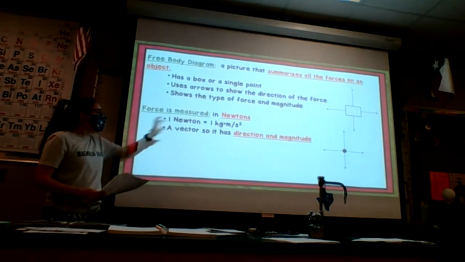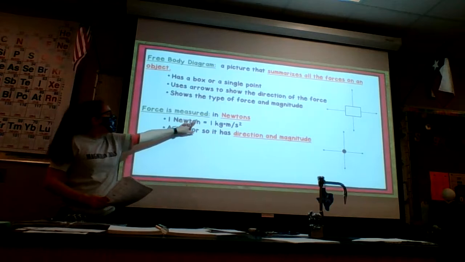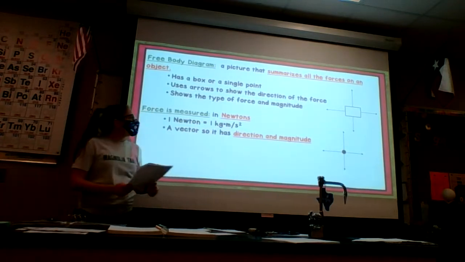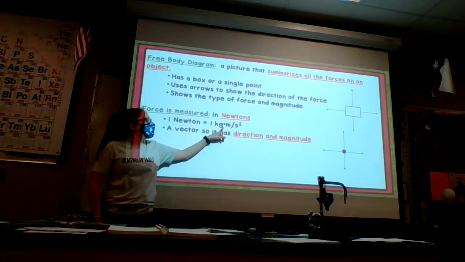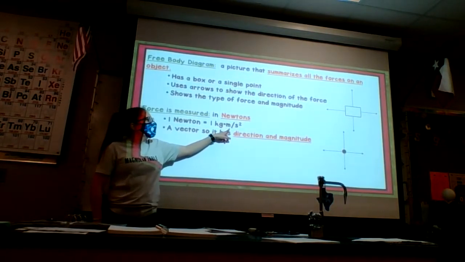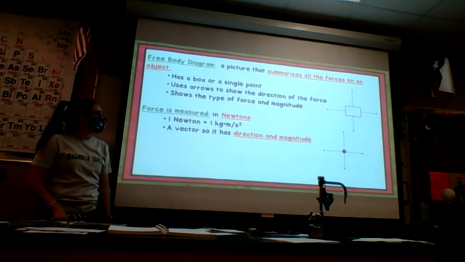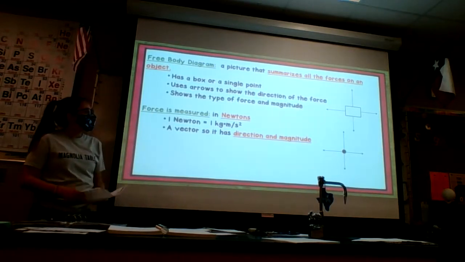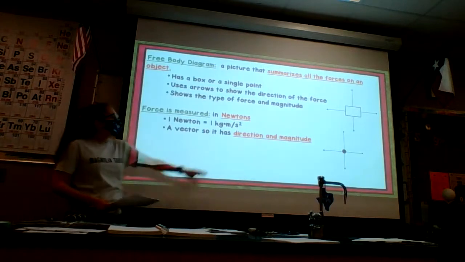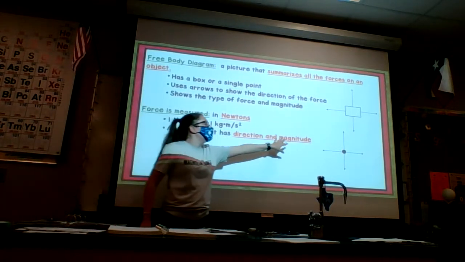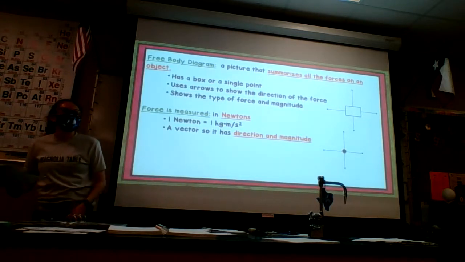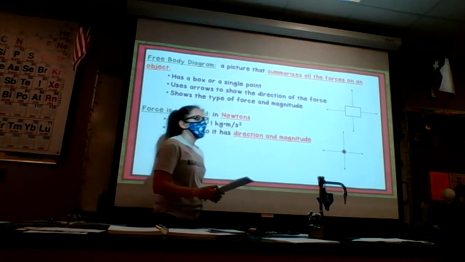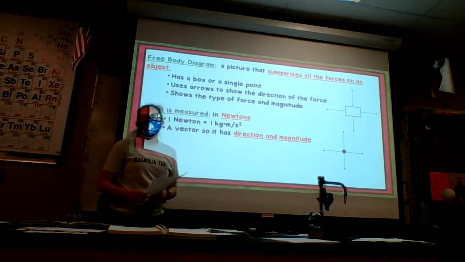And then talking about the new unit, we've learned force is measured in newtons. 1 newton is equal to 1 kilogram by meters per second squared. Force is going to have direction and magnitude. Okay, so if there's a force moving to the left, we got to denote that. Okay, so force has direction and magnitude.